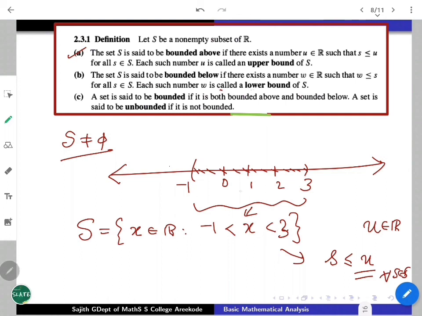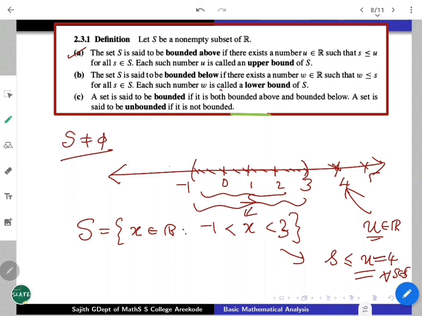See, whenever I am writing S in this picture, aboveness means the right hand side. Anything bigger here will occur on the right side of 3. So if I am just, for example, taking 4 here or 5 here, whatever it may, I can take u as 4. Then what happens? Everything inside the set here will obey that s is less than or equal to u. So I can take 4 if you want. Once I am taking 4, anything bigger than that, I can take it. 4.5 can also be used to say this statement.